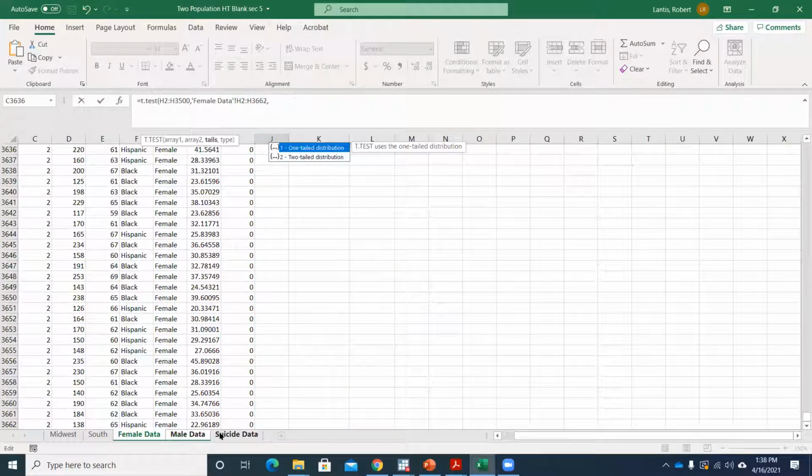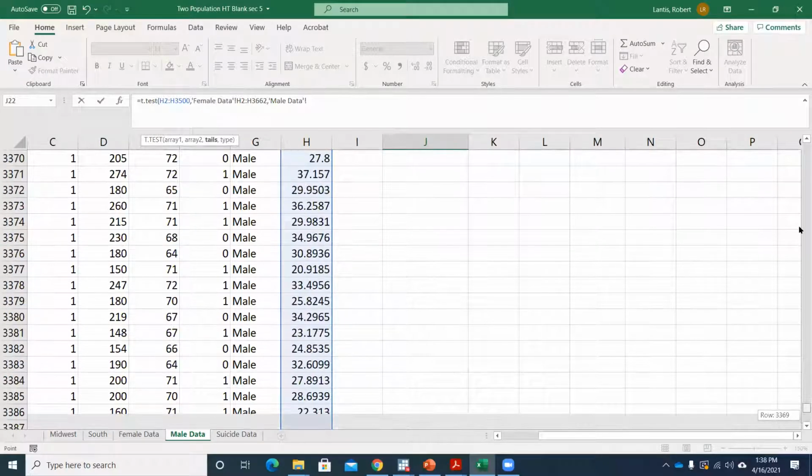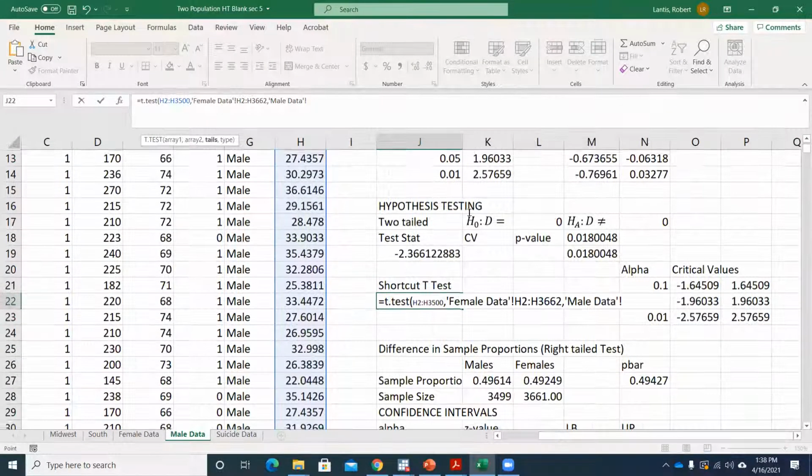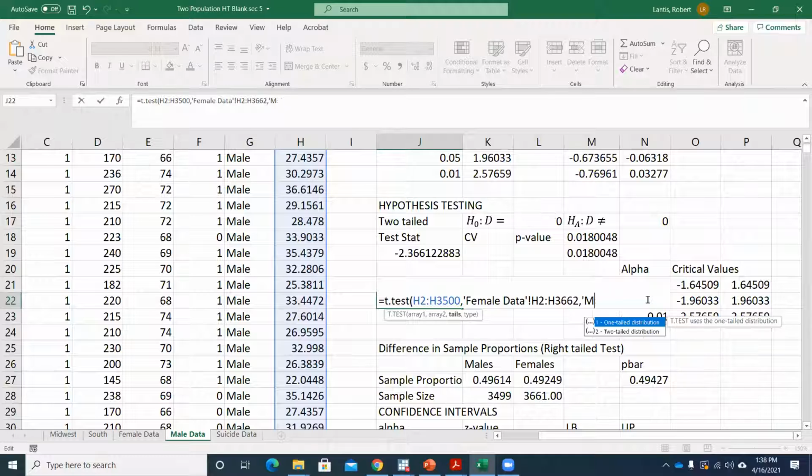I'm going to put a comma and then go back to my male data sheet, okay? So I can show you guys this. I'm going to just delete this cell reference because I'm already on the male data worksheet. So it's looking at that male data BMI, the female data for BMI, and then I put another comma.